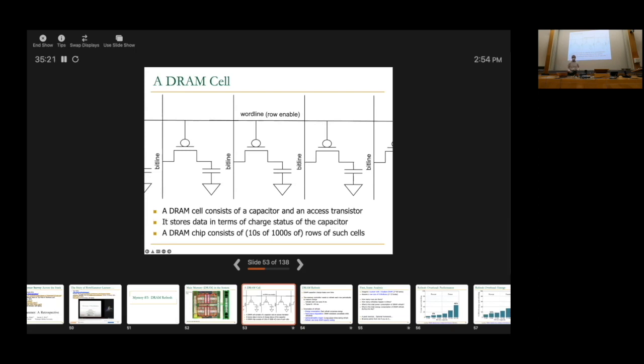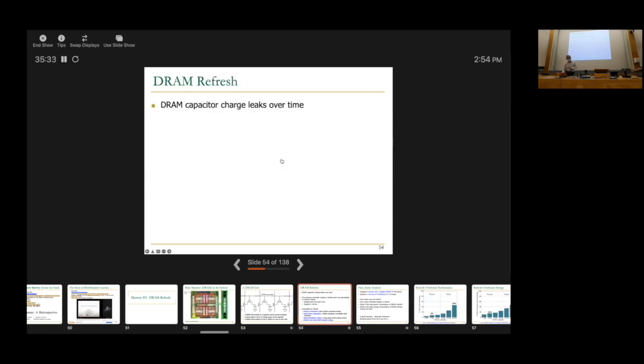Remember the rows that we saw? We have tens of thousands of rows of these things, and each of them stores a bit. If the capacitor is charged, you get a one state, for example. If the capacitor is discharged, you get a zero state. We will see this later on also.